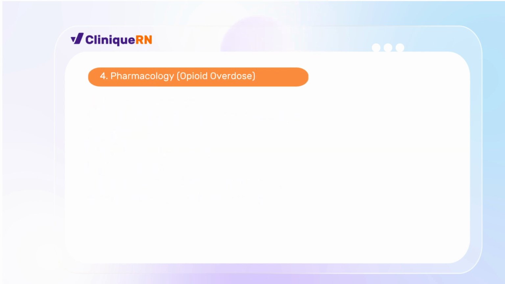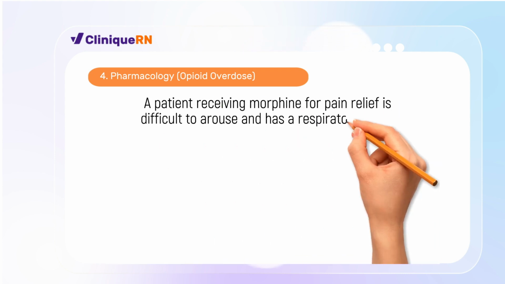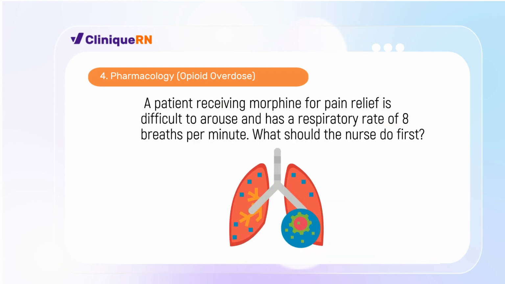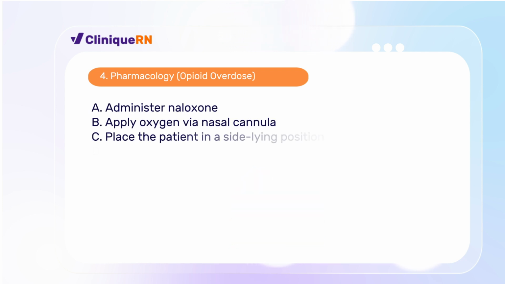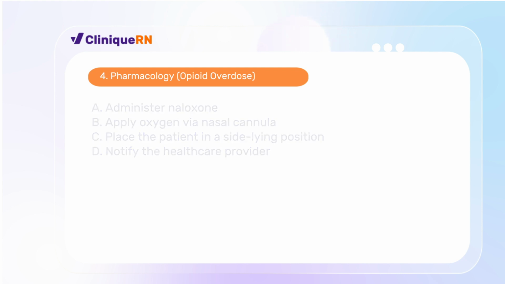4. Pharmacology, opioid overdose. Question. A patient receiving morphine for pain relief is difficult to arouse and has a respiratory rate of 8 breaths per minute. What should the nurse do first? A. Administer naloxone. B. Apply oxygen via nasal cannula. C. Place the patient in a side-lying position. D. Notify the healthcare provider.